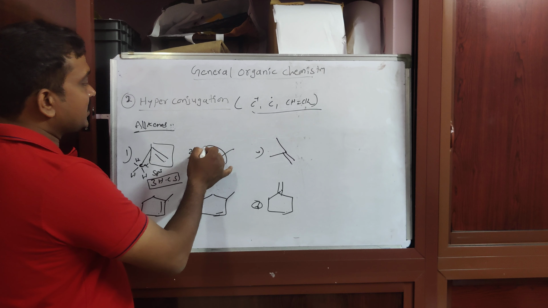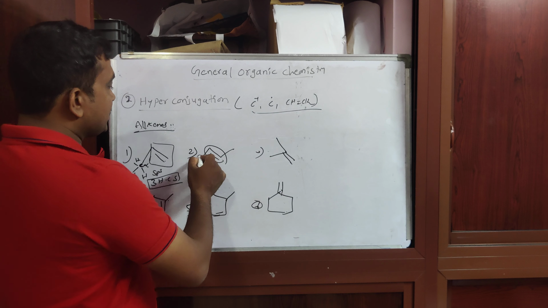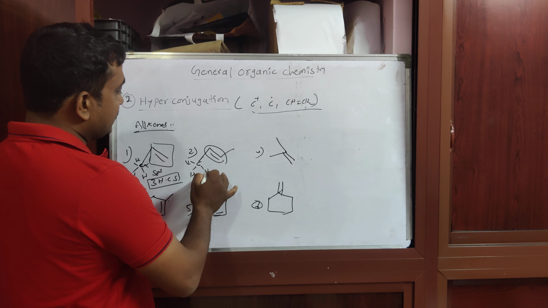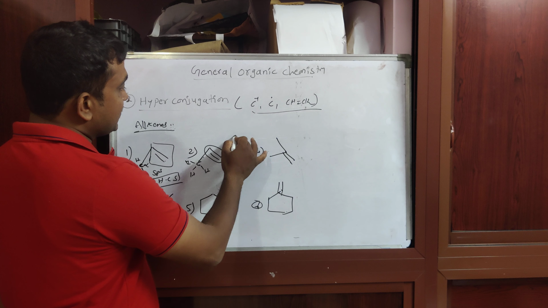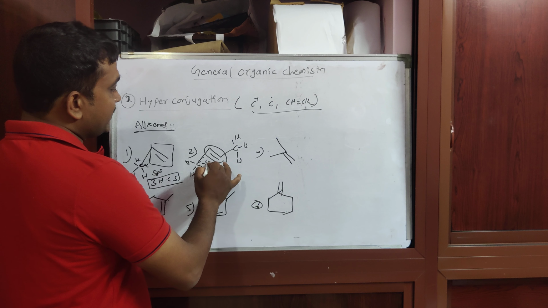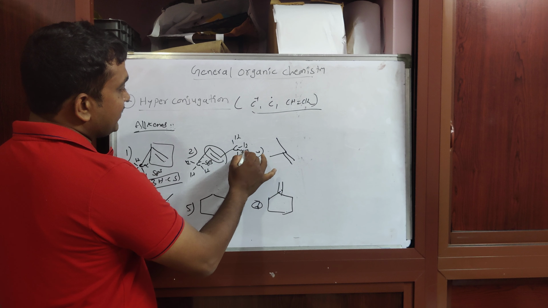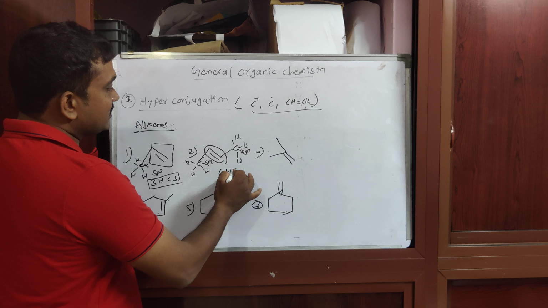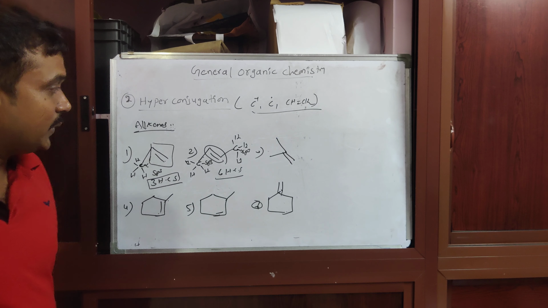This is the main functional group, the alkene. This adjacent carbon is called the alpha carbon. This adjacent carbon is also called an alpha carbon. The alpha carbon must be sp3 hybridized, and this is also sp3 hybridized. So 3 plus 6 hyperconjugation structures will exist in this molecule.